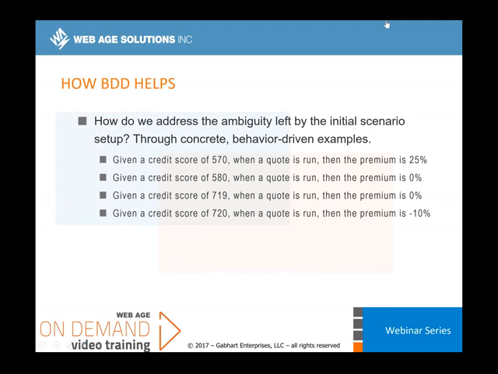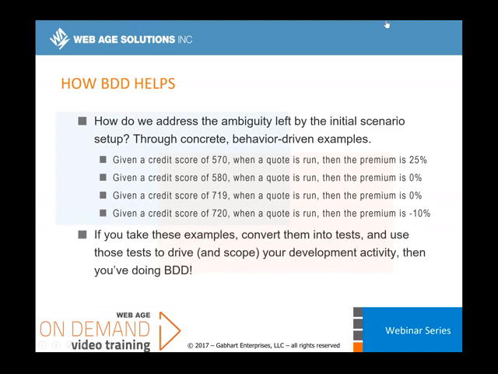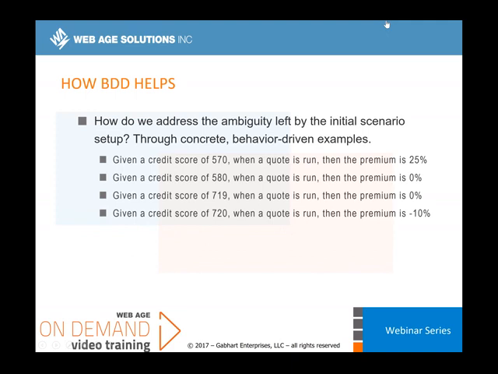But then on the second one, I would say instead of plugging in the 0%, you almost imagine some ellipses. And you just kind of ask it more in the form of a question. You say, so given a credit score of 580, when a quote is run, then the premium is, and you kind of leave it open-ended for them to answer that. And they would go, oh, well, it's 0%. You go, oh yeah, of course it's 0%.